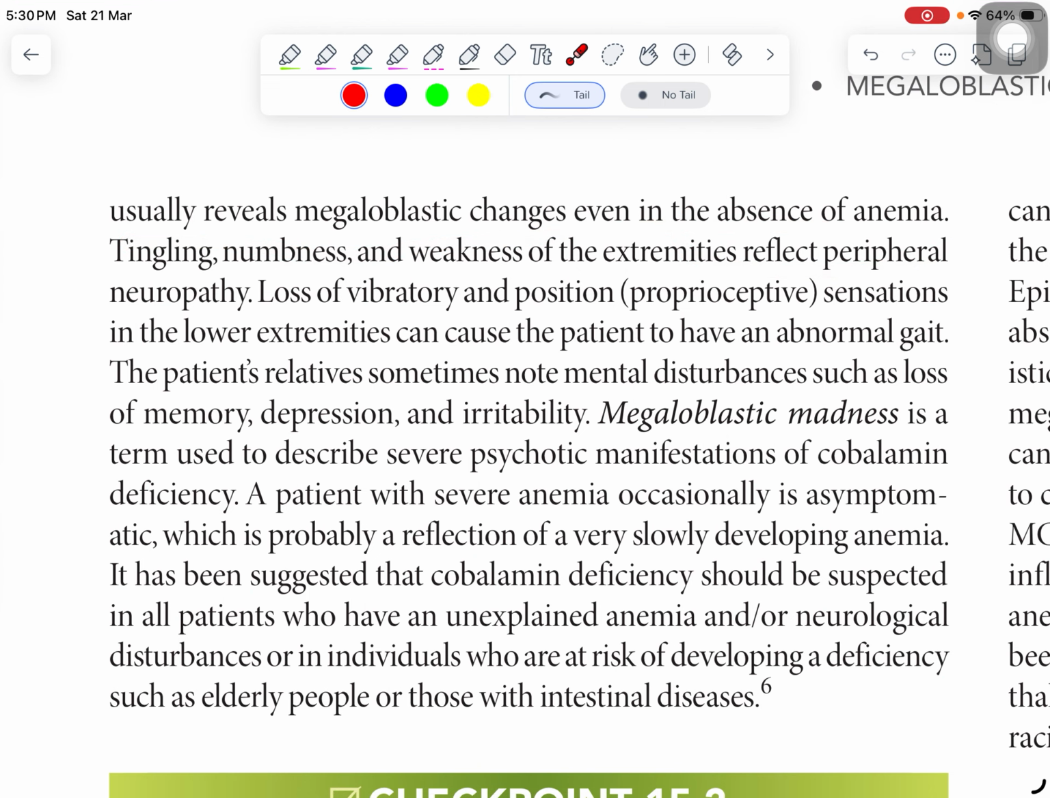Tingling, numbness and weakness of the extremities reflect peripheral neuropathy. Loss of vibratory and position sensation in the lower extremities can cause the patient to have an abnormal gait. The patient's relatives sometimes note mental disturbances such as loss of memory, depression and irritability. Megaloblastic madness is a term used to describe severe psychotic manifestations of cobalamin deficiency.